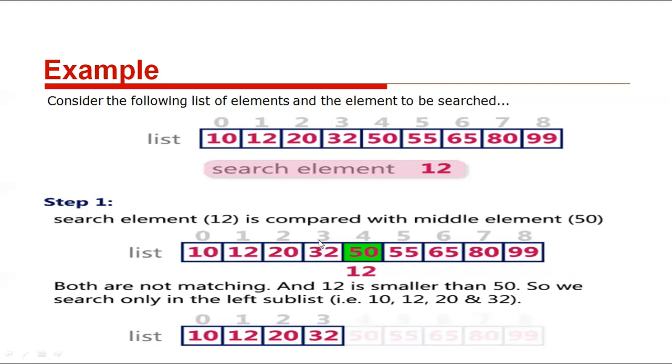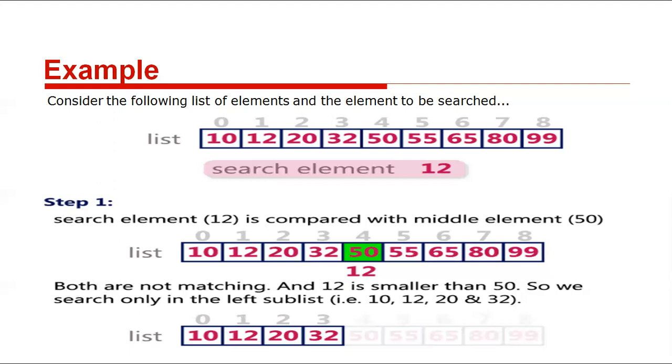Then this is the top position and this is the bottom position. Simply, it leaves this array. Clear? No need to search this array because the search element is less than the middle element. That's why there is no need to search all these elements. In linear search it searches all the elements, but in binary search there is no need to search all the elements. Simply it leaves the remaining array 55, 65, 80, 99. Then no need to search.